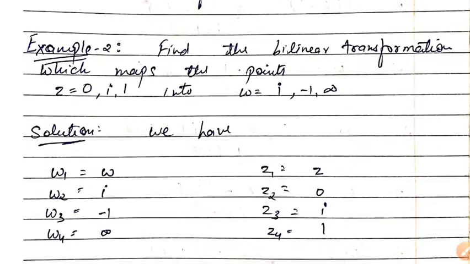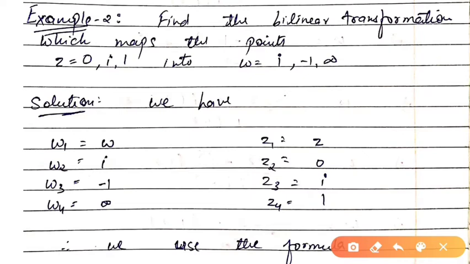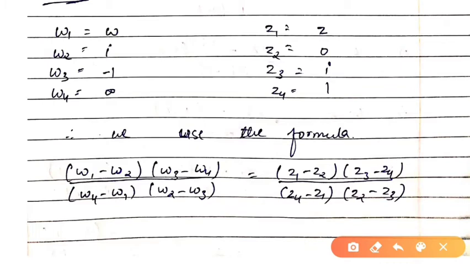Okay, now next let us take one more example of the same type. Find the bilinear transformation which maps the points z equal to 0, i, 1 into w equal to i, minus 1, infinity. So now I am naming these points. w1 will be w, w2 is i, w3 is minus 1 and w4 is infinity. In the same way I will do this here. z1 will be equal to z, z2 is equal to 0, z3 will be i and z4 will be 1, right? Now I will use this formula over here, equation A.